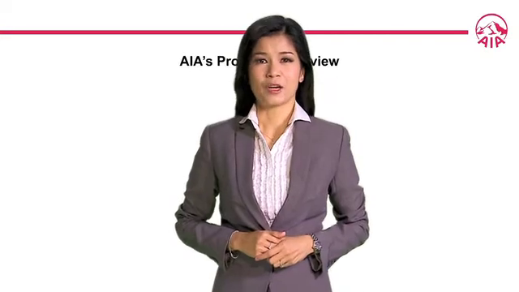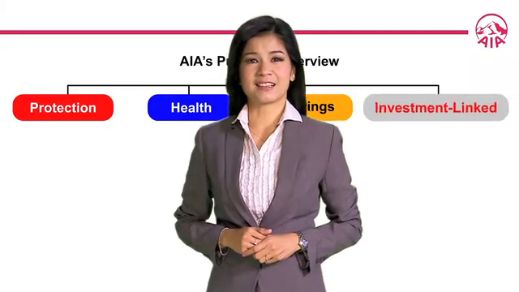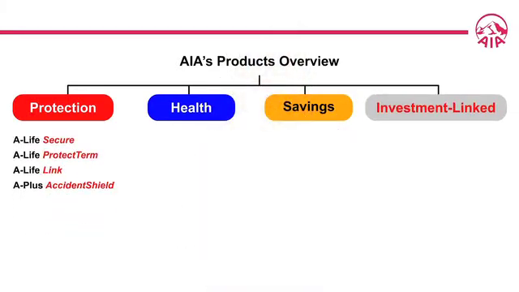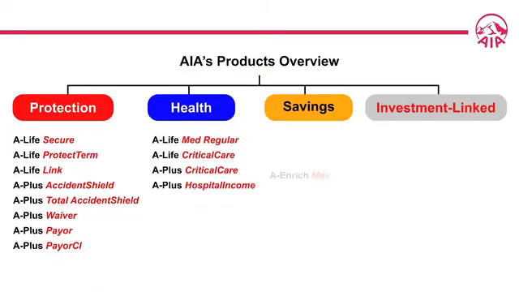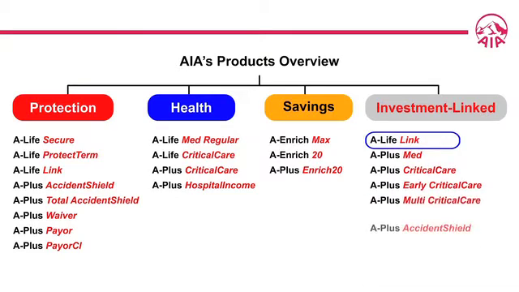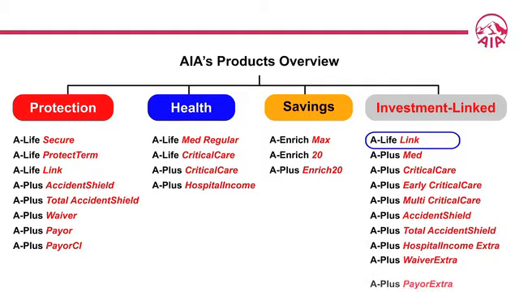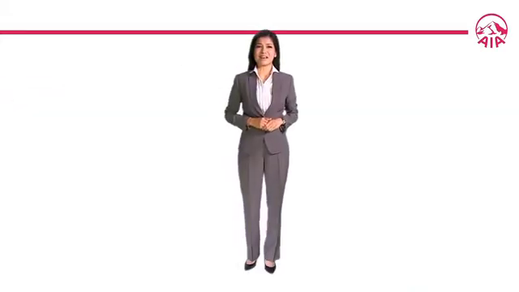In AIA, we have the following products in store for you and your client. It is categorized into 4 categories, namely protection, health, saving, and investment link. We will go through the basic investment link plan for today. What is investment link plan?